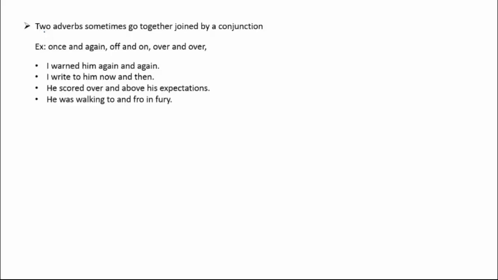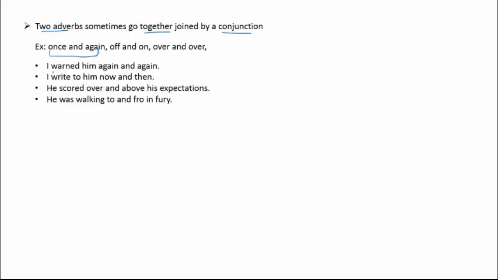Many a times two adverbs are joined by a conjunction and they become one adverb phrase. Conjunction actually is a word that joins two sentences or that joins two clauses or phrases to make it an easy sentence to avoid the repetition of words. For example, once and again, off and on, over and over.